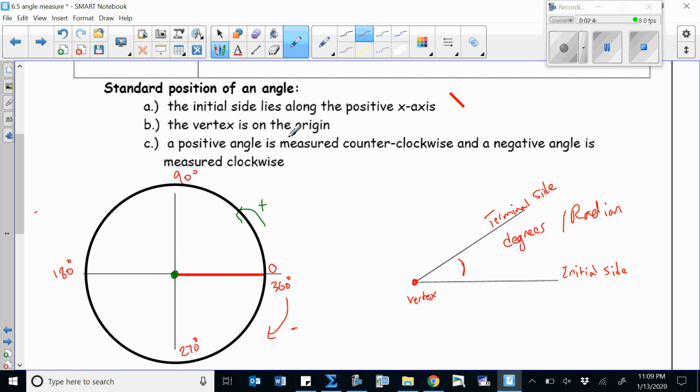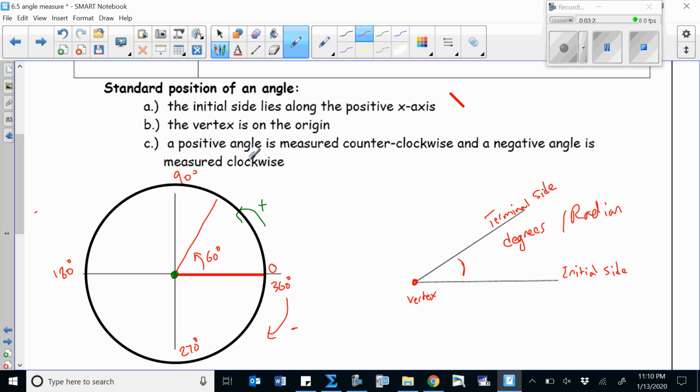Okay, so let's say I want to sketch an angle of 60. If I start from here, which is 0, and the angle is positive, I have to move this way. 60 is between 0 and 90, and more toward 90 actually, so it's going to be somewhere like this. So this is my angle, which is 60 degrees.